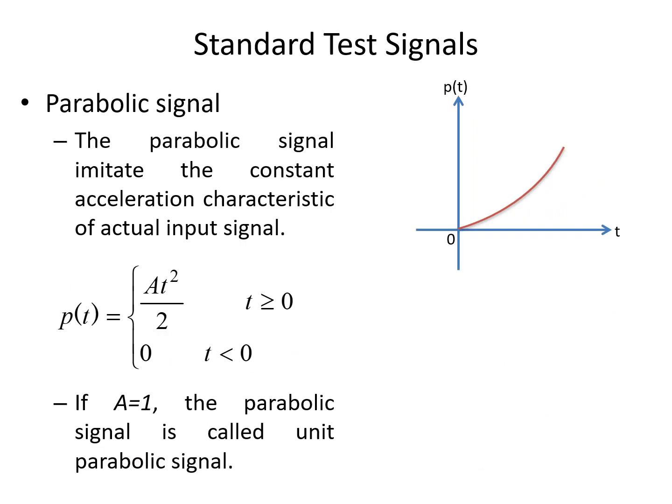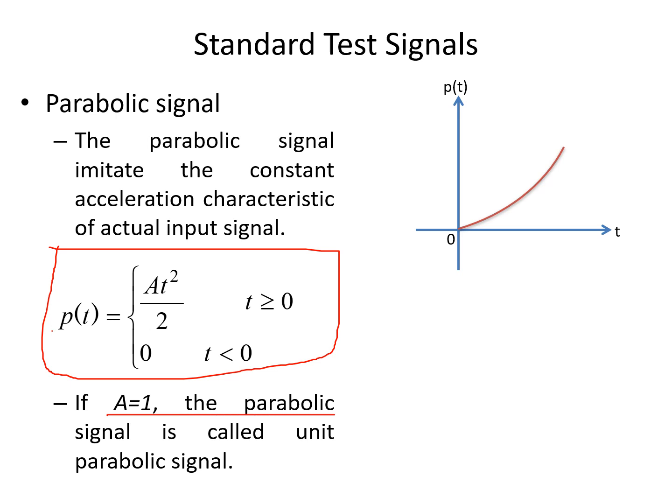Now coming to the next standard signal, which is called the parabolic signal. It's also called the constant acceleration signal. Here this is represented as p of t, which is equal to a t square by 2 for t greater than or equal to 0, and it is 0 for t less than 0. And if this a is equal to 1, the parabolic signal is usually called the unit parabolic signal. So it has a parabolic shape like this. This is the fourth standard signal that we are going to use for the analysis of the system.